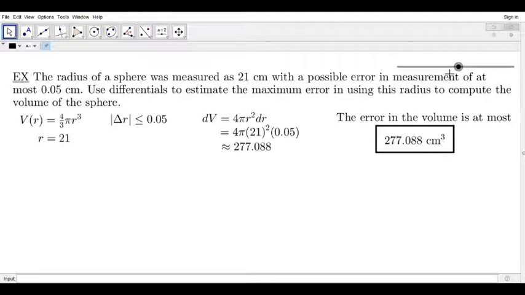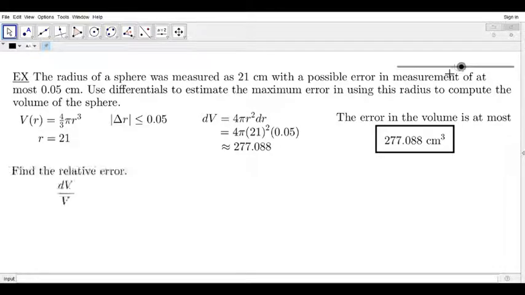To 3 decimal places, 277.088. The error in the volume is therefore at most 277.088 cubic centimeters. This means if you compute the volume using the potentially faulty radius r equal to 21, you may have to go lower than this by up to 277.088 or higher than this by up to 277.088 to arrive at the actual volume.